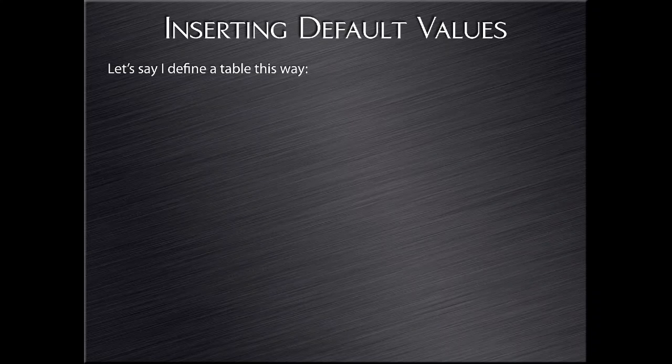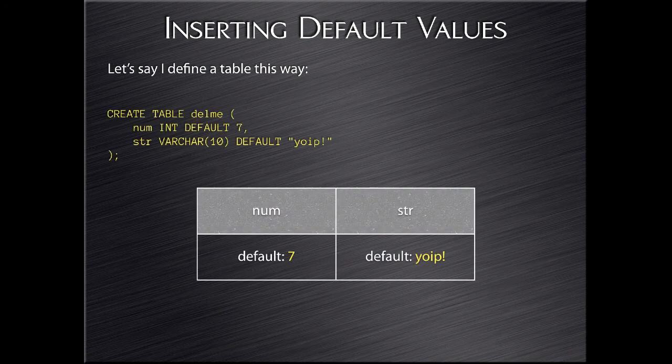Now let's just talk a little bit about default values. We've seen in the describe of the table, when we're describing a table, that we can have default values in there. But we can define those ourselves. And so I just wanted to show you what that looks like. So here's another table, delme, delete me, you can throw it away later. And I've got two columns here. I've got num and str.